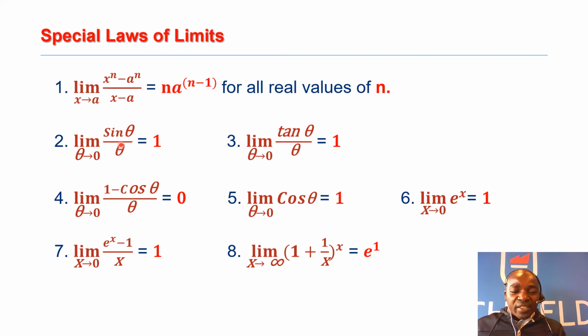The second law says the limit of sin theta over theta, where theta approaches 0, is always going to be 1. The third law says the limit of tan theta divided by theta, where theta approaches 0, is always going to be 1. Also, the limit of 1 minus cos theta divided by theta, where theta approaches 0, is 0. And the limit of cos theta, where theta approaches 0, is 1. And the limit of e to the power x, where x approaches 0, is always going to be 1. And the limit of e to the power x minus 1 over x, where x approaches 0, is 1. And the limit of (1 plus 1 over x) to the power x, where x approaches infinity, is equal to e to the power 1.